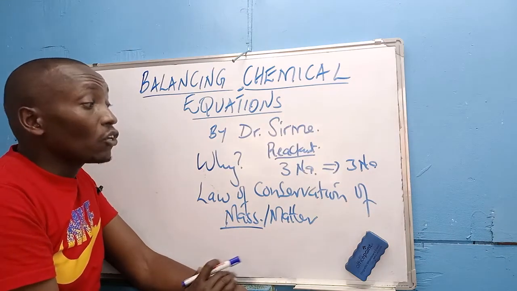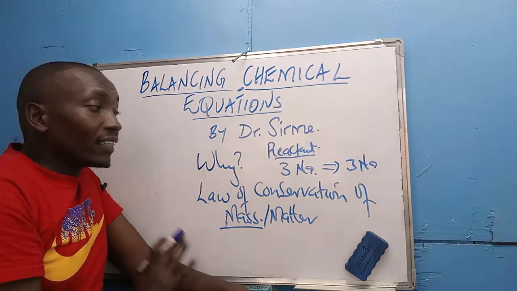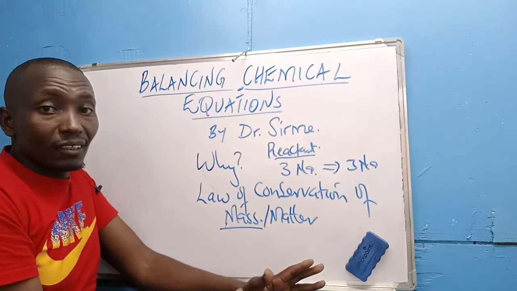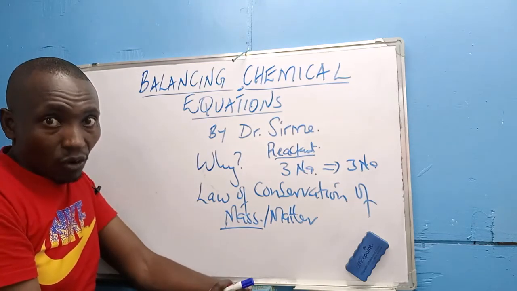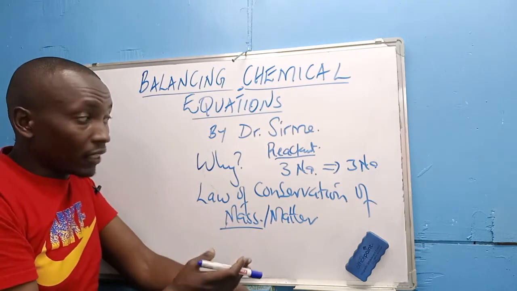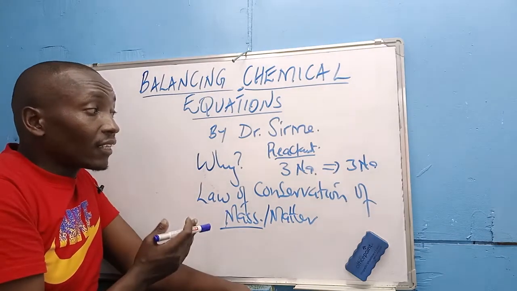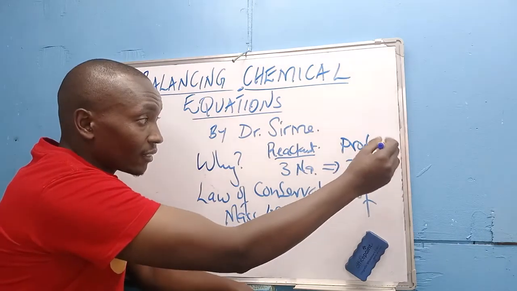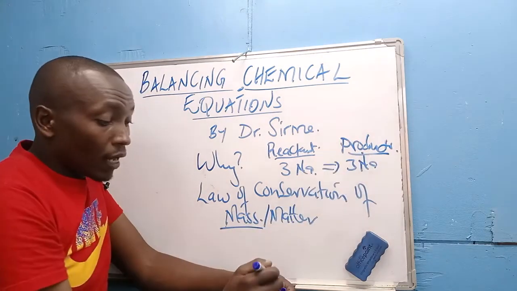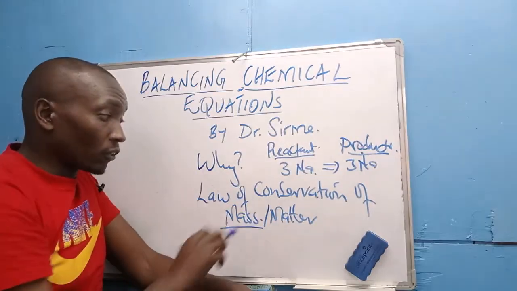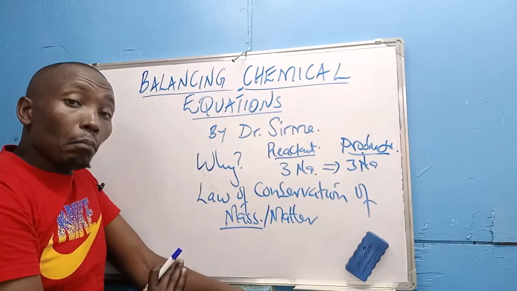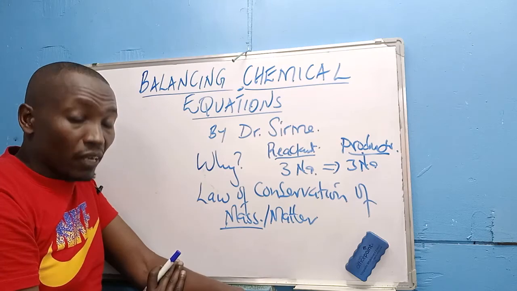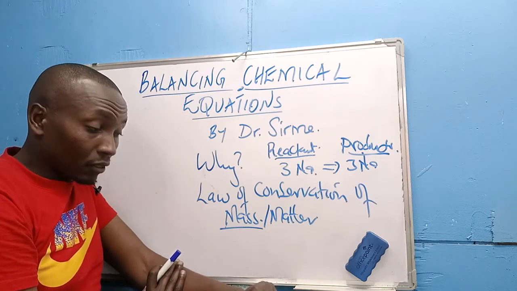That's why when you're writing a chemical equation, the number of atoms of each element must be equal on both sides. If it is sodium, on the reactant side must be the same on the product side. Otherwise, it violates the law of conservation of mass. Matter or mass cannot be created, cannot be destroyed. So we need to balance a chemical equation.